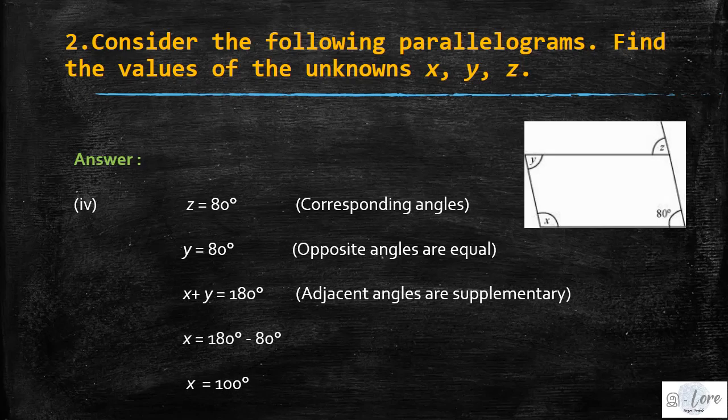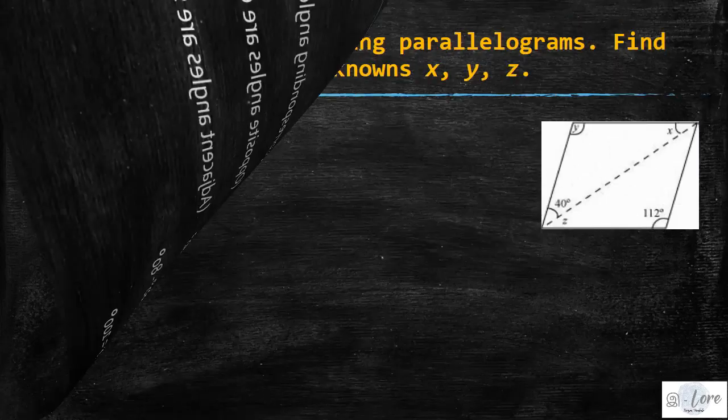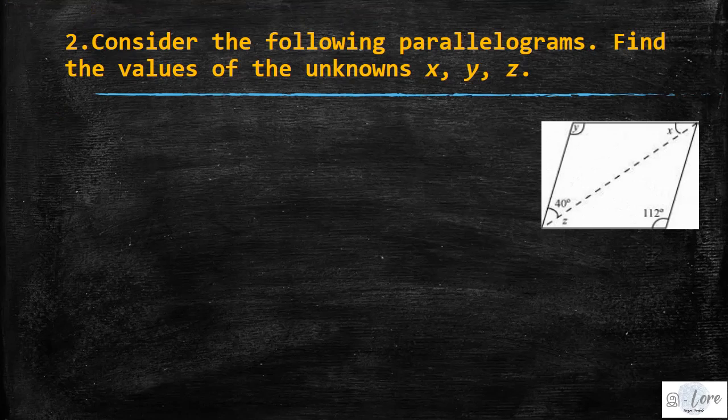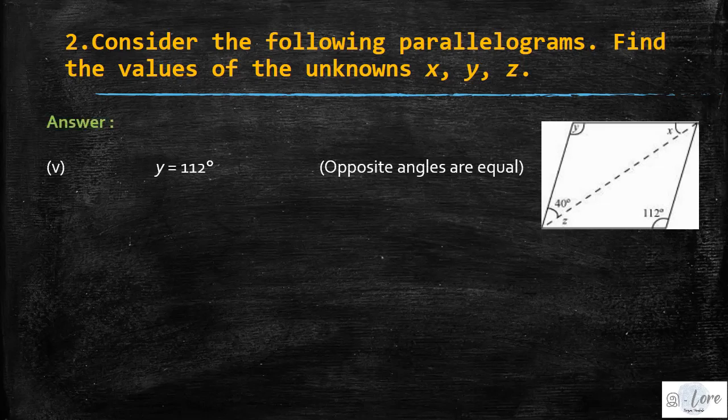Already we know that. We can apply the linear pair and find the interior angle, and we can apply the opposite angles property also. Come to the final problem, the fifth one. Here x and y are given. We can apply the concept as is convenient, whatever we know. We can use the triangle property, parallelogram property, anything. Here y is equal to 112 because opposite angles of a parallelogram are equal in measure.